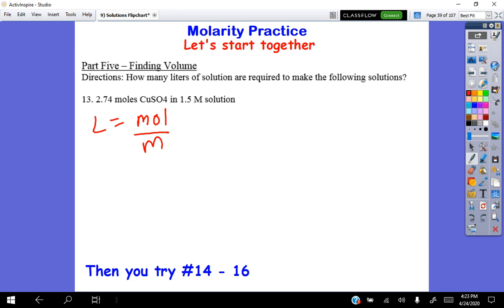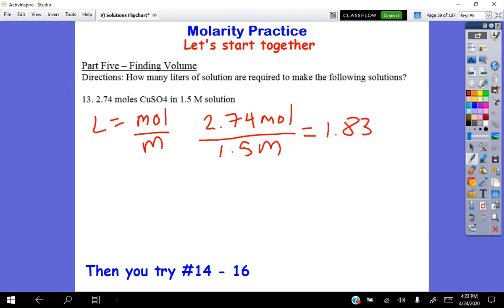Okay, so here we go. I have moles, 2.74 moles divided by 1.5 molar. And then I divide those two by each other. I get a value of 1.83 liters. All right, go ahead and try the next two problems.